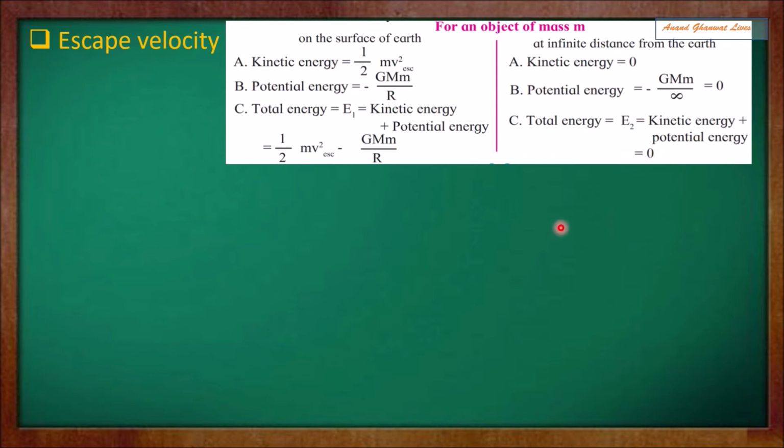Now as we know the law of conservation of energy, energy can neither be created nor destroyed, but one form of energy can be converted into another form of energy, and the total energy in the universe remains constant.